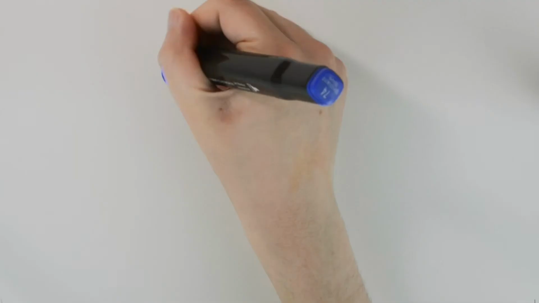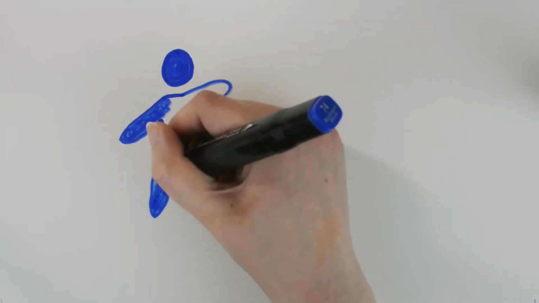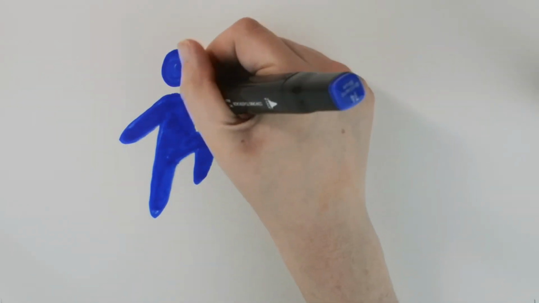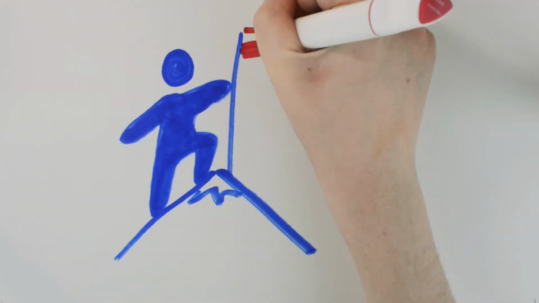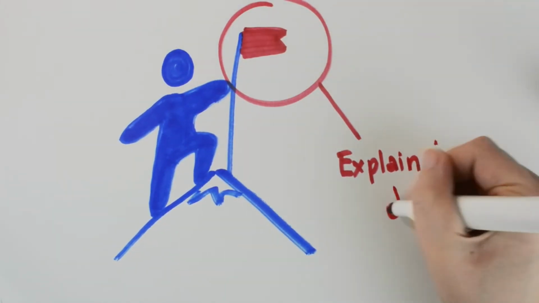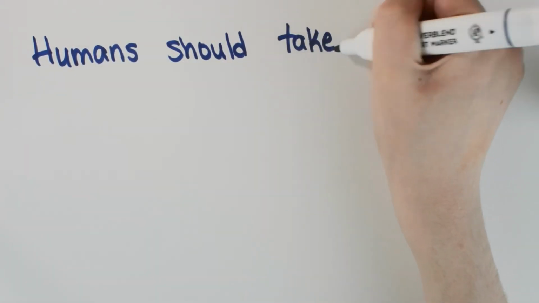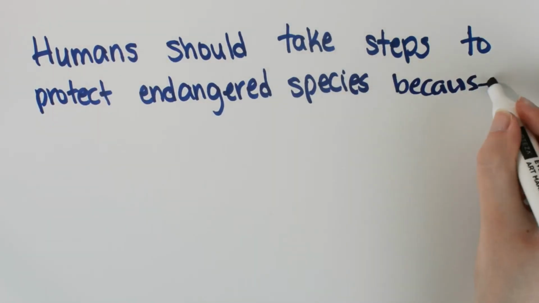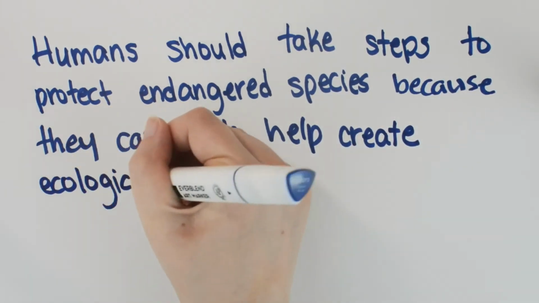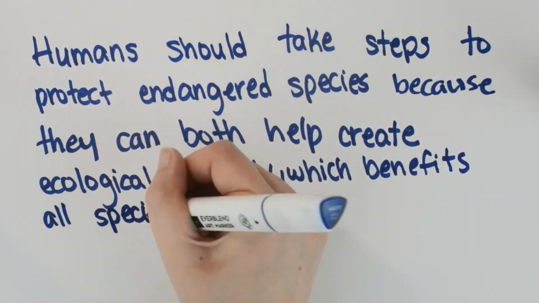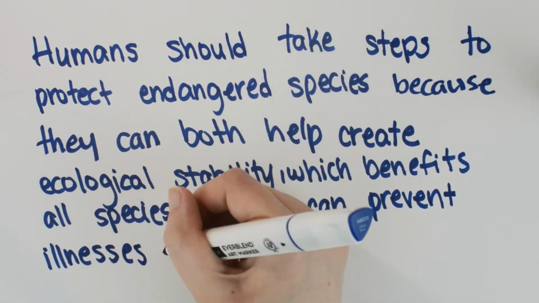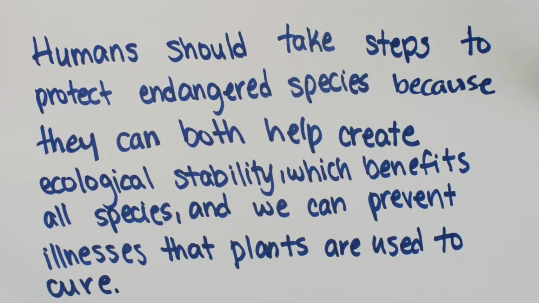As you write your thesis, you keep in mind that it should both convey your essay's claim, as well as provide your reader with an outline of how it will address this claim. Your thesis statement might end up looking something like this: humans should take steps to protect endangered species because they can both help create ecological stability, which benefits all species, and we can prevent illnesses that plants are used to cure.